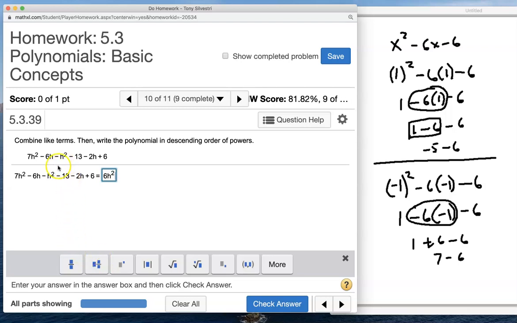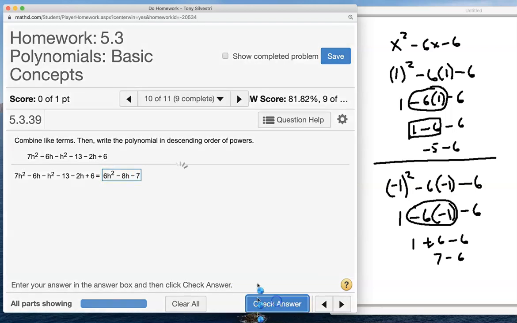Next we look at the next power, which has to be a power of 1, just plain h's. You've got negative 6 of those h's. Minus 2 of those h's gives you minus 8 of those h's. So we took care of those. What's left over then is the negative 13 plus 6. Negative 13 plus 6 is negative 7. And this is good. So we got 6 terms down to effectively 3 terms. That's what math is all about.